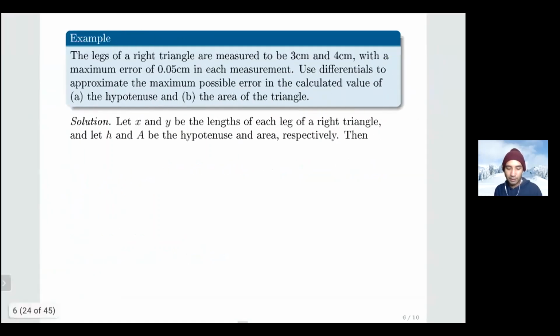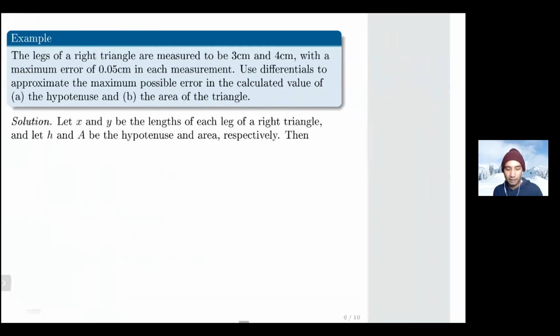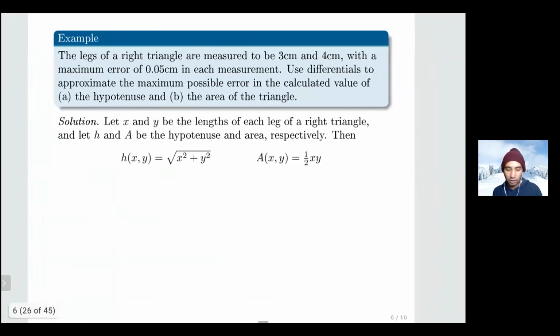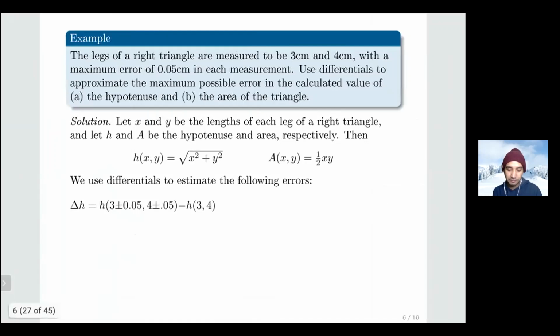So, ano nga ba yung formula nun? So, if x and y are the lengths, and h and capital A are the hypotenuse and the area, by Pythagorean theorem, yung hypotenuse, that's the square root of x squared plus y squared, di ba? Tapos yung area ay just 1/2 times the product of the lengths of the legs. So, x times y. Okay. So, ang goal natin is to estimate the following error. No?